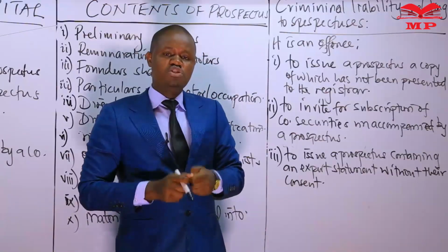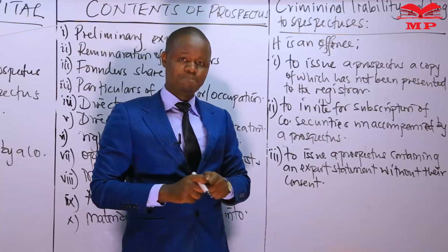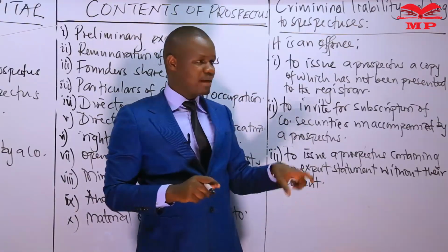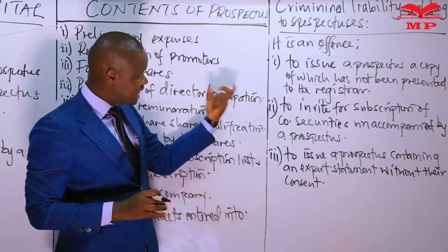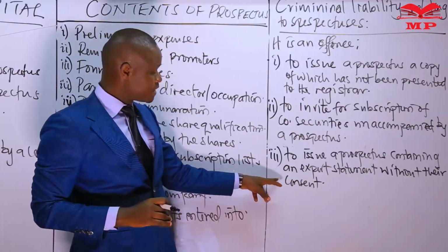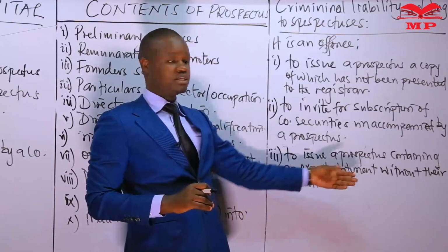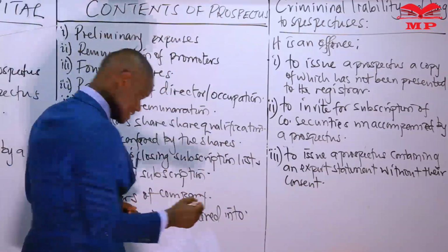So if you are to issue a prospectus with an opinion of an expert accompanying it, then also get the consent, the endorsement of that expert to go along with the prospectus, so that this offense prescribes that it is going to be criminal to issue a prospectus containing a purported statement of an expert whose consent does not accompany the prospectus.